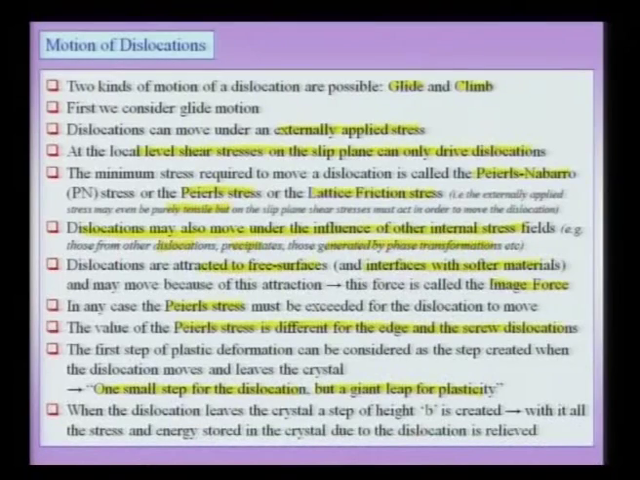This small step is only b in height and width, but if many dislocations leave the crystal on the same plane, it could create a large step, which could be hundreds of Burgers vectors in height. And if you take a deformed specimen of copper and look at it even under an optical microscope, you will see lines on the surface, which you call slip lines. These come from these large steps, which have been created by many dislocations moving on the slip plane and leaving the crystal.